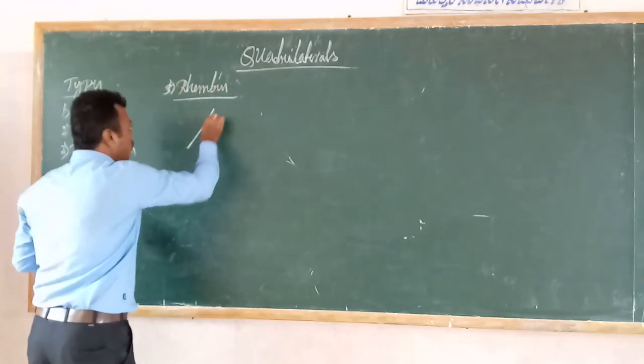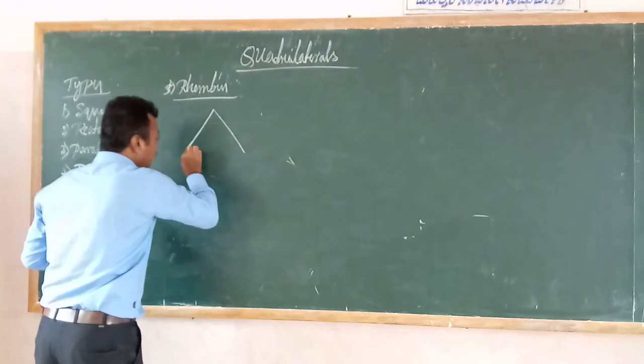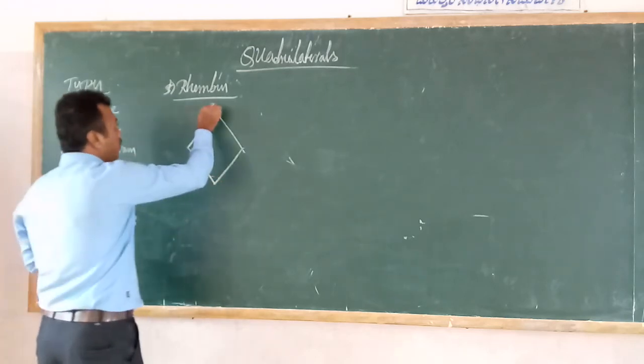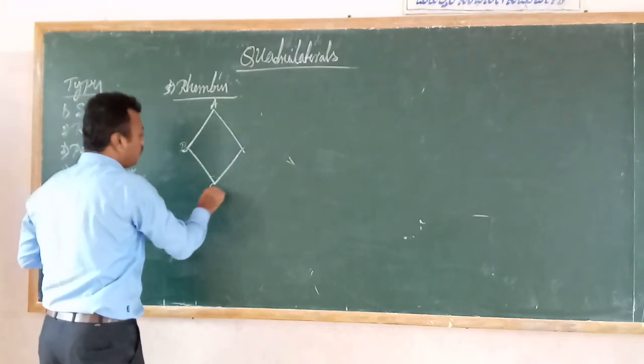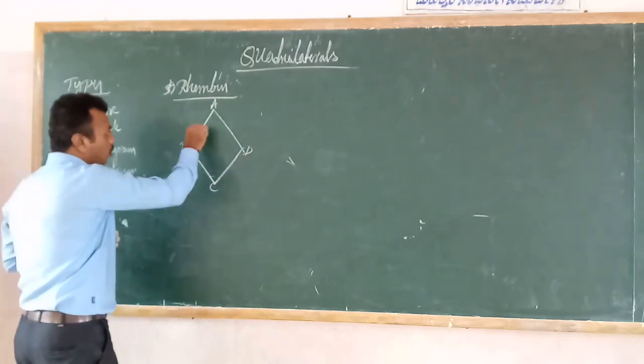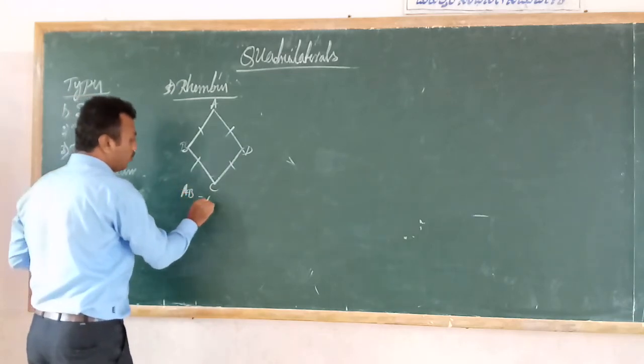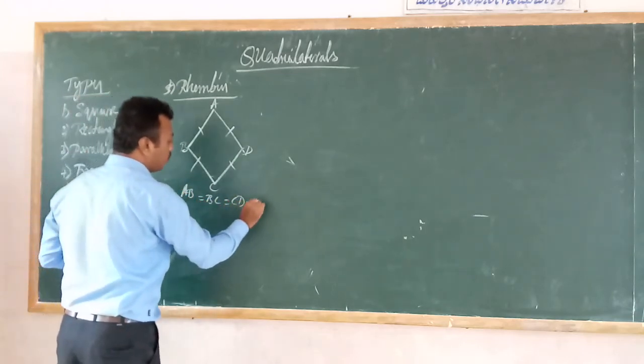So we know the rhombus. What is the shape of a rhombus? Like a diamond, right? Yes, this is the diamond. ABCD is a rhombus. What are the properties? In a rhombus, all sides are equal. AB is equal to BC, is equal to CD, is equal to DA.